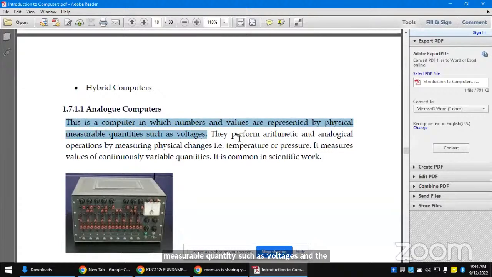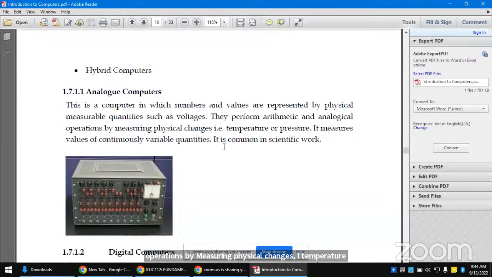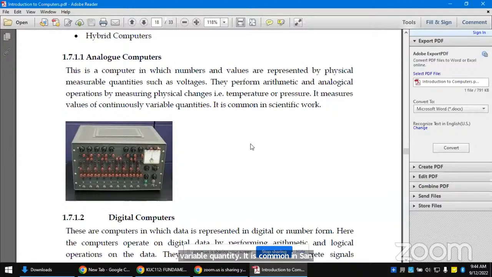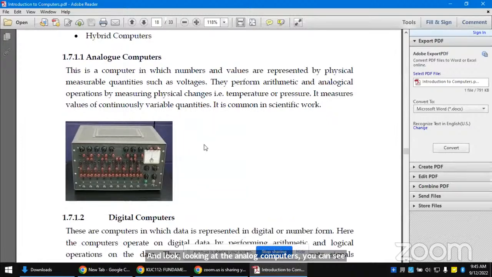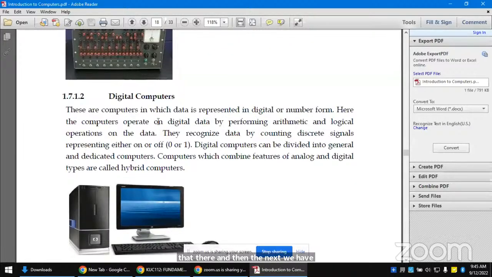They perform arithmetic and logical operations by measuring physical changes, i.e. temperature and pressure. It measures values of continuous variable quantities. It is common in scientific work. So these are very important. And then the next, we have what we call the digital computers.